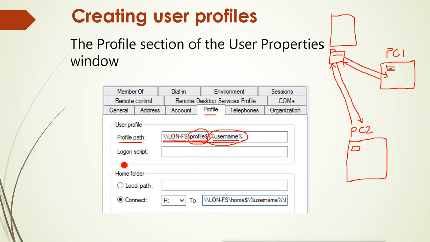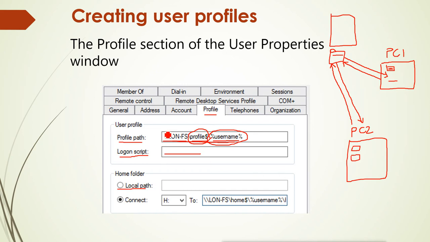We have one more option here, the logon script. We can add a script here from the share location, so that whenever the user logs in, that script will run and do whatever job we have configured in the script. And by default, every user's home folder path is local. So whenever the user logs into the client machine, the profile will be created on the local machine. This is the default selection.